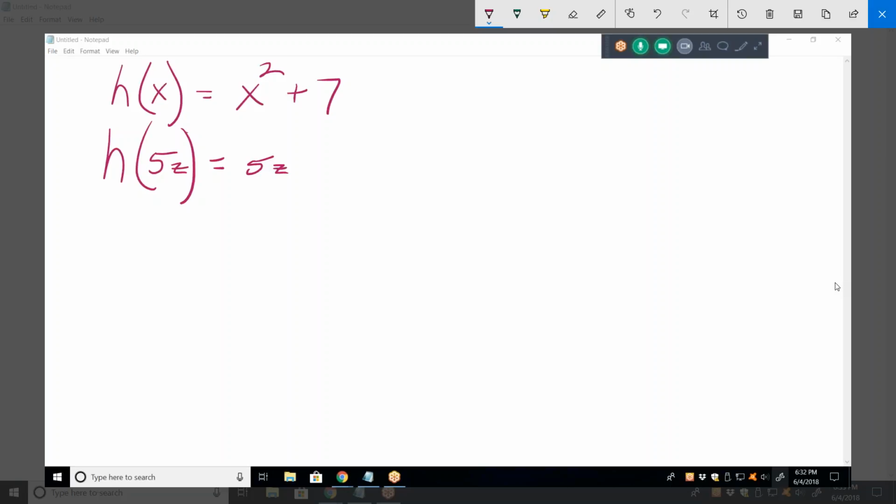Again, very important that you use the parentheses, because otherwise you get the wrong answer. In other words, this is 25z squared plus 7. And if I accidentally didn't put the parentheses there, I might be inclined to say it was 5z squared, and it isn't. Okay.